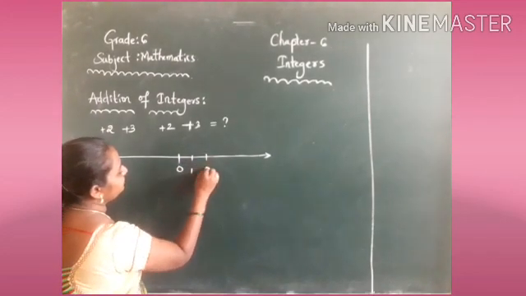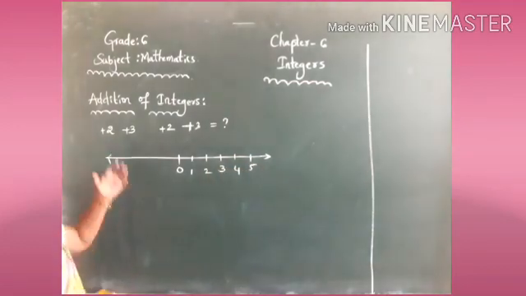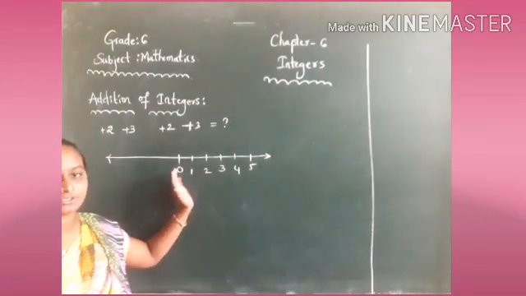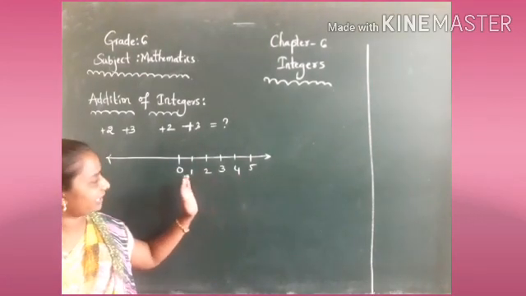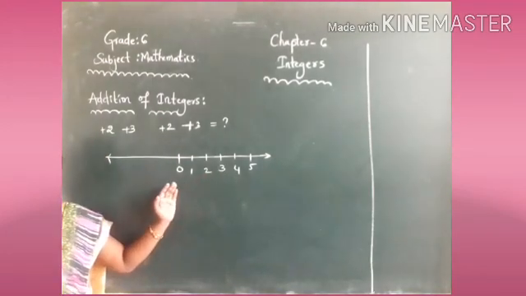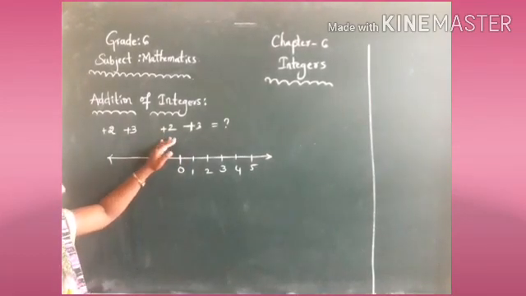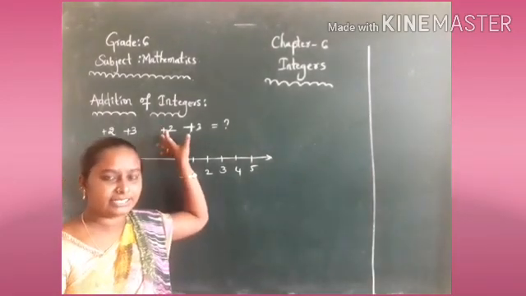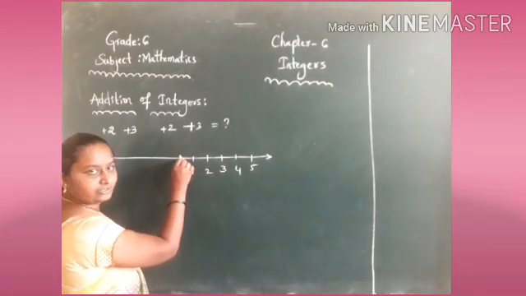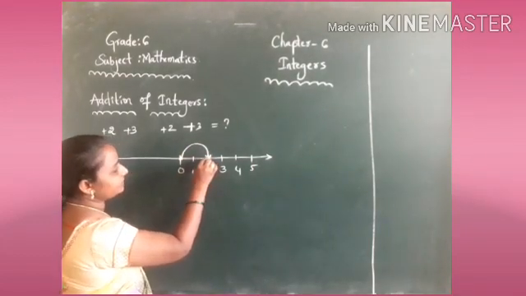0, 1, 2, 3, 4, 5. Listen here, I have given 2 integers which are positive integers. So that means you have to take the right side. Zero's right side integers are called positive integers. So first of all, what is the integer here? Plus 2. That means you have to start from 0, 0 to 2. Now your position is at 2.